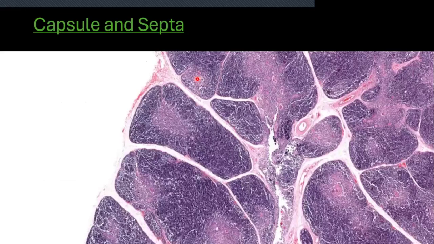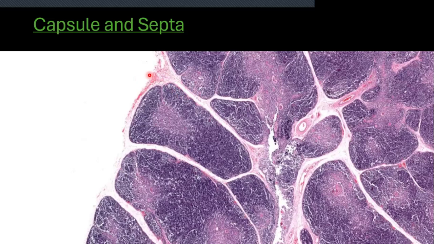So here is the capsule. You can see the capsule. Okay, and then you can see the capsule is sending in some septa or trabeculae to now lobulate the thymus. Okay, so these septa are important because it is through these septa that efferent lymphatics move out of the gland.